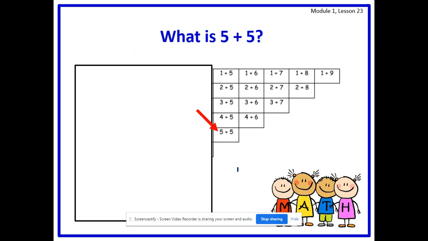What is 5 plus 5? On my signal, get ready. Yes, 10. What is 4 plus 6? Get ready. Yes, 10. Go ahead and write in these totals on your chart so that we know. Let me go back really quick. On 5 plus 5, write 10. Then on 4 plus 6, write 10.